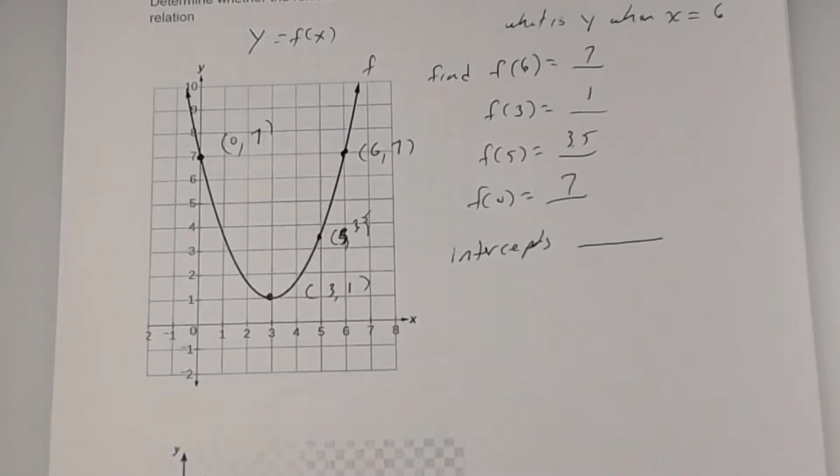Okay, intercepts. Now, remember, intercepts means where does the graph cross the x-axis and where does the graph cross the y-axis, right? In my math lab, they may say, what are the intercepts? And there'll be a blank. How many intercepts do you see? Only 1. Does the graph cross or touch the x-axis? No. So there are no x-intercepts, right? But there is a y-intercept.